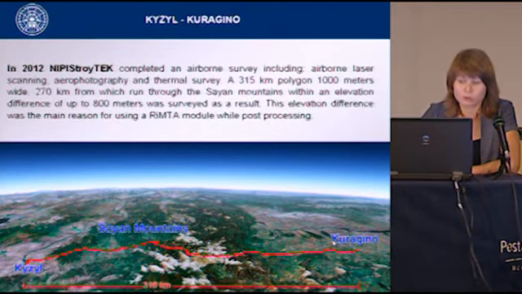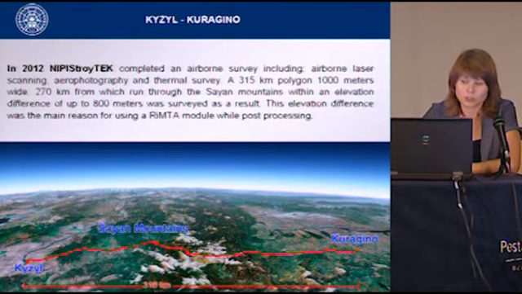The peculiarity of this project lies in the fact that with a short distance of 315 kilometers, most of its part, 270 of it, was in the mountainous area, in the Sayan Mountains, with the elevation difference of up to 800 meters. And the 1000 scale aerial photography, which was required by the customer, posed certain difficulties if you do it using conventional methods.